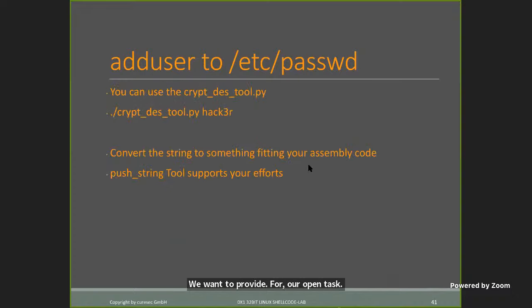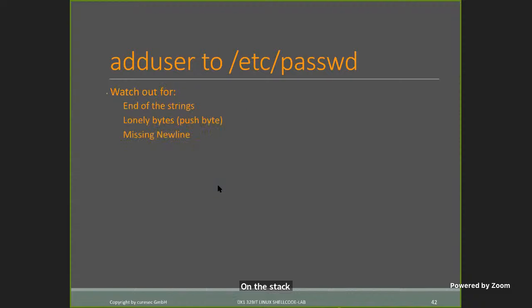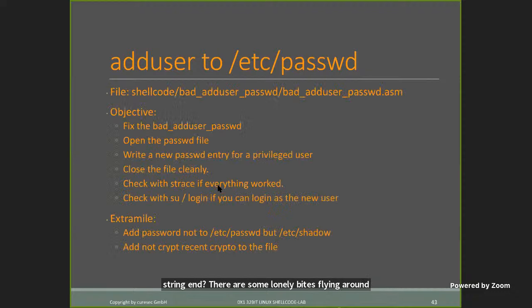Also, as we want to add a password for this new user, there's a simple tool which will create us an old DES password. And we have a tool called push string, which will support us in creating quickly some values for pushing on the stack or for checking values on the stack. Okay. What we want to watch out for is how does the string end? Are there some lonely bytes flying around? Do we have a new line?